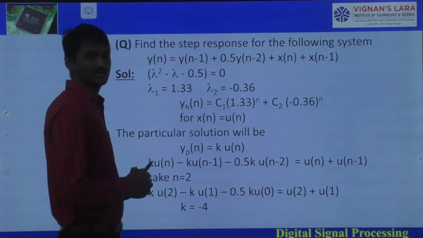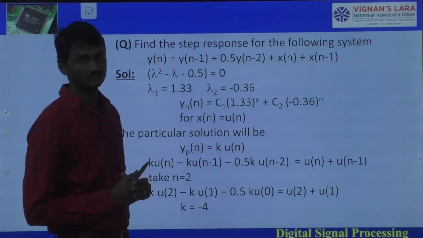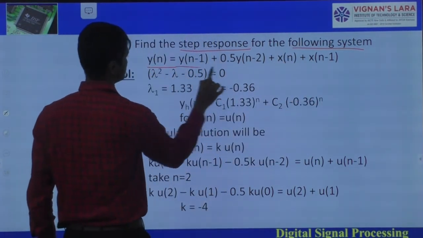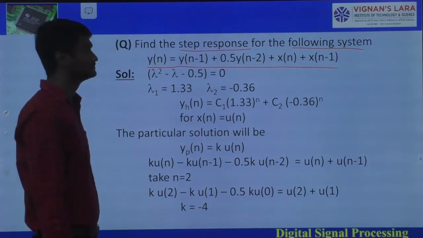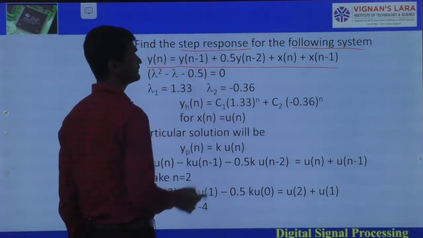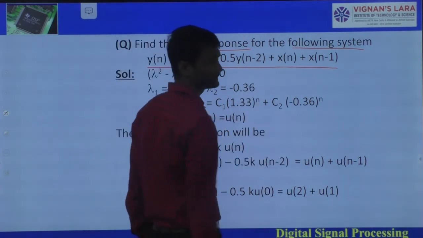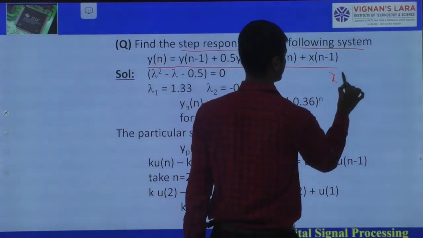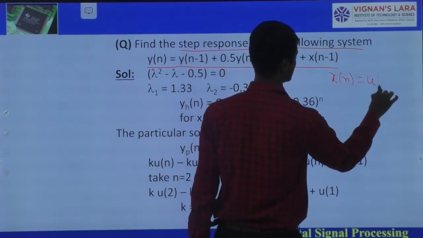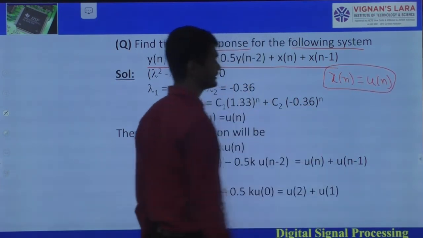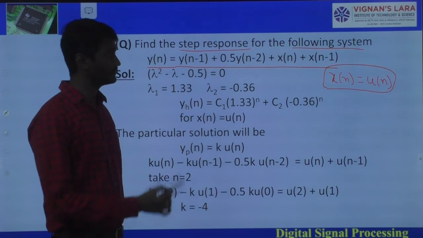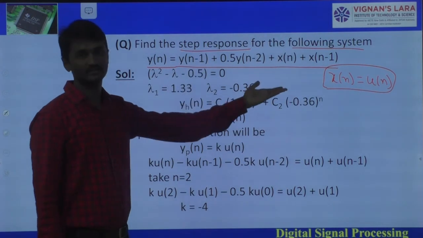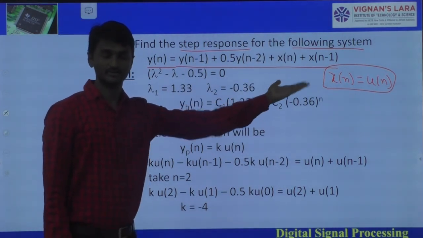So here is an example for the unit step response. We have to find the step response for the following system: y of n is equal to y of n minus 1 plus 0.5 y of n minus 2 plus x of n plus x of n minus 1. For finding the step response, the input should be x of n equals u of n. We have to remember that, because we are going to calculate the step response. What do we mean by step response? The input of the particular system will be the unit step sequence, right?